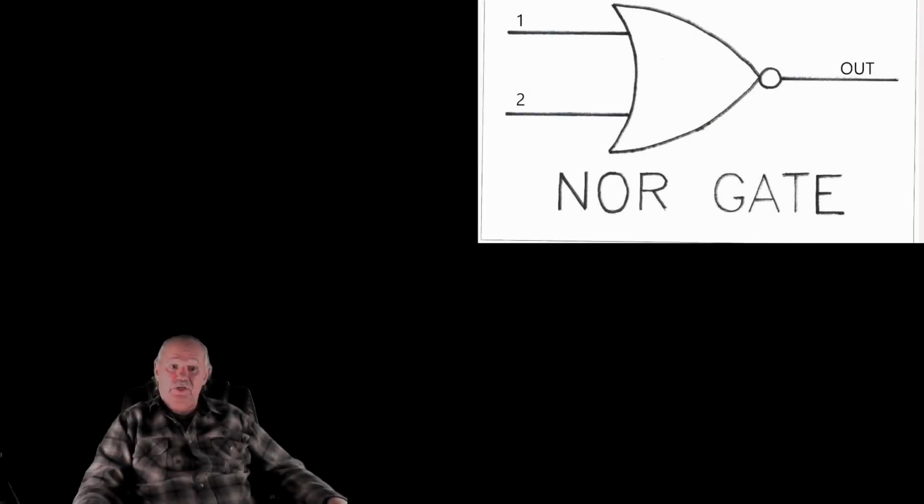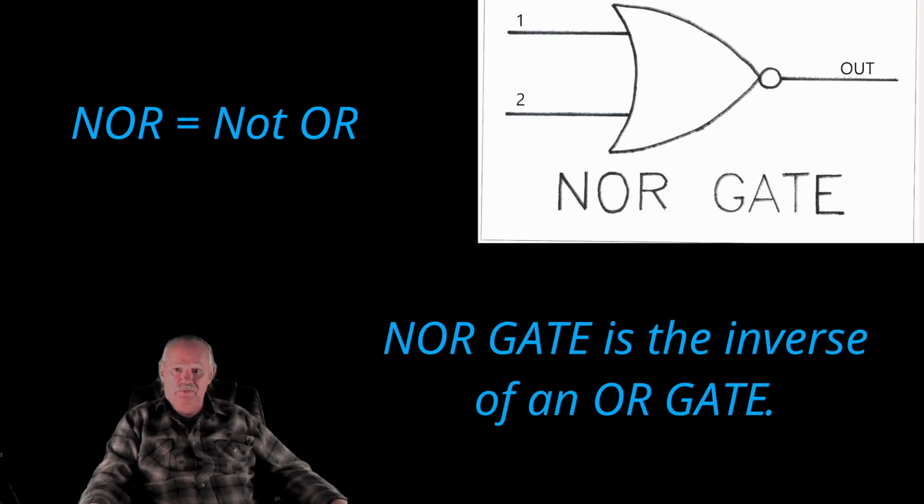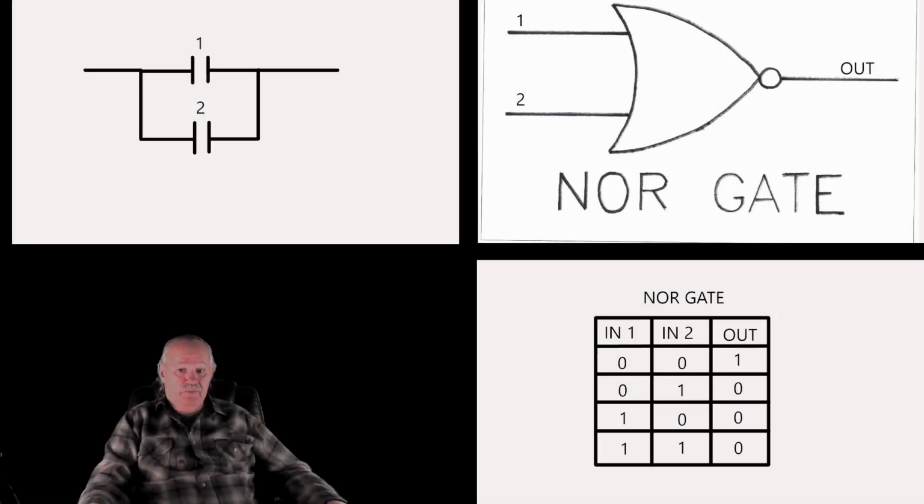Okay, let's take a look at a NOR gate. A NOR gate is a not OR. And if you look at the symbol, again, there is a small circle on the output end of the symbol, which means that it inverts whatever the signal is coming out. Okay, if we look at the truth table again, it's going to be the inverse of an OR gate.